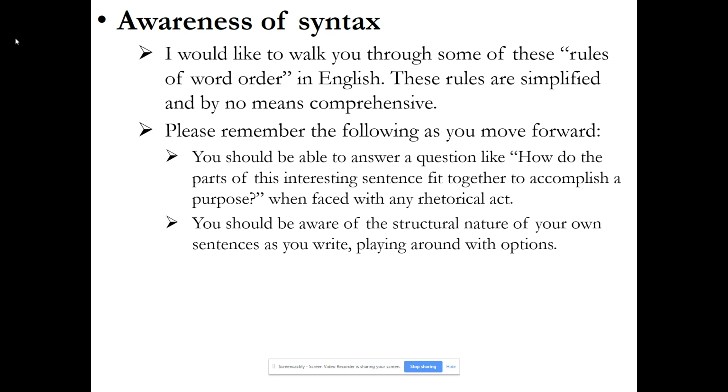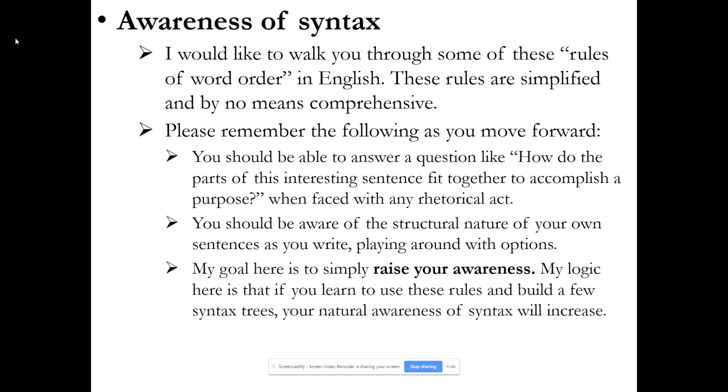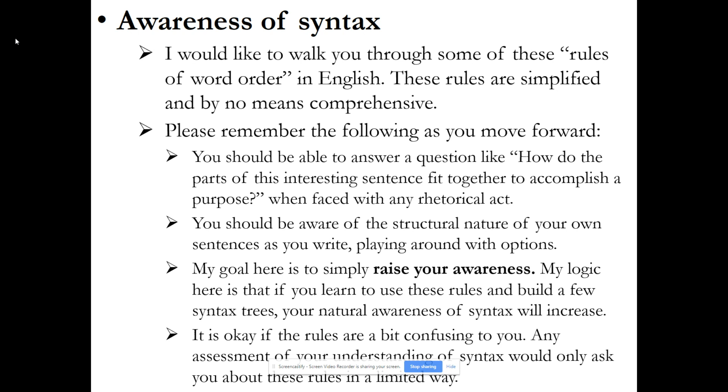You should be able to say things like, this noun phrase over here is the object of this verb, and I made this decision because blank. My goal in having you look at these rules and do some things with them, like build trees, is to raise your awareness and give you a sense of the almost mathematical logic that goes behind language, that you need to be aware of. My logic here is that if you can learn these rules and build a few syntax trees, your natural awareness of syntax and of the role of word order in the things you read and write will increase. It's okay if the rules are a bit confusing to you.